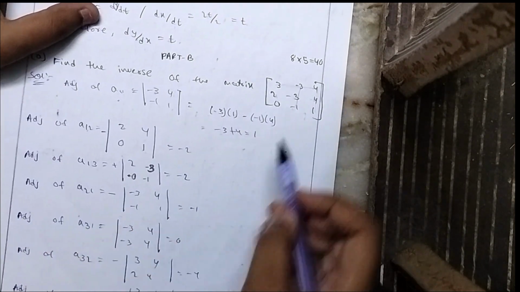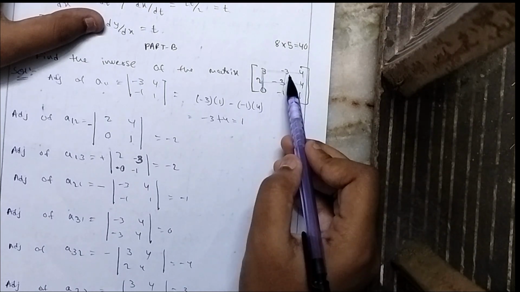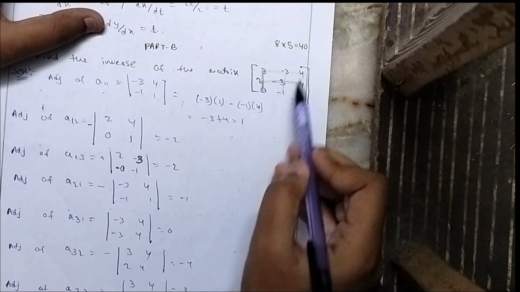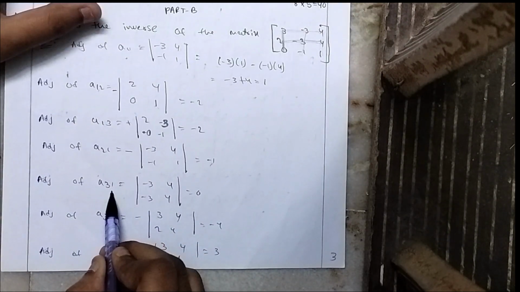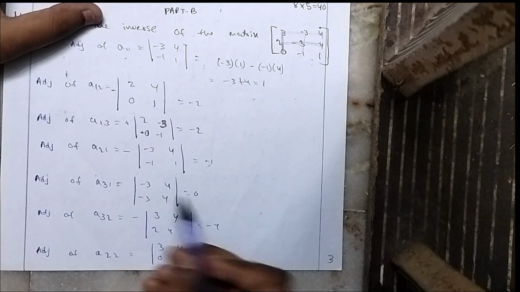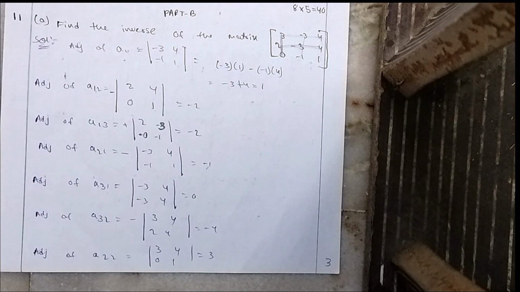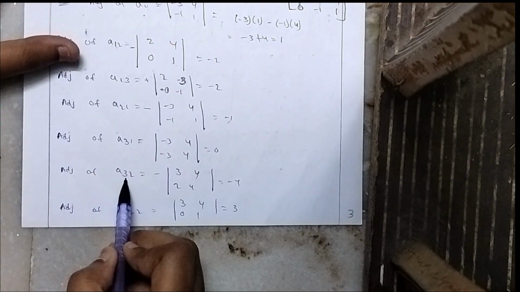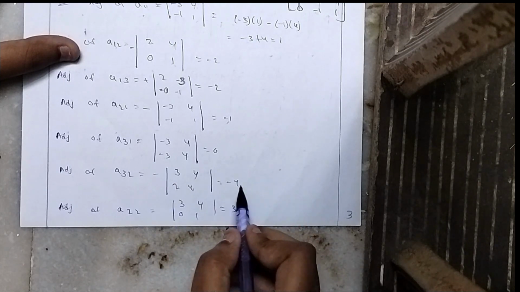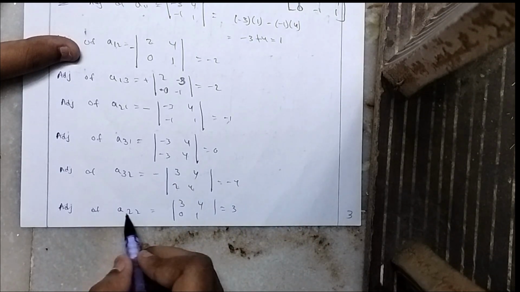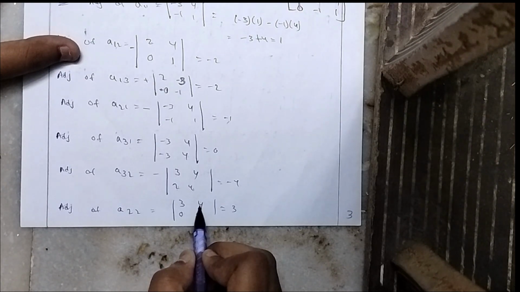Adjoint of A21, that means second row, first column, means minus 3, 4, minus 1, 1. That equals minus 1. Next, adjoint of A31, that equals minus 3, 4, minus 3, 4. That equals minus 3 into 4 plus minus 3 into 4, that equals 0. Adjoint of A32, that equals 3, 4, 2, 4. So 3 into 4 minus 2 into 4, that equals minus 4. Adjoint of A22, that equals 3, 4, 0, 1. That means 3 into 1 minus 0 into 4, that equals 3.